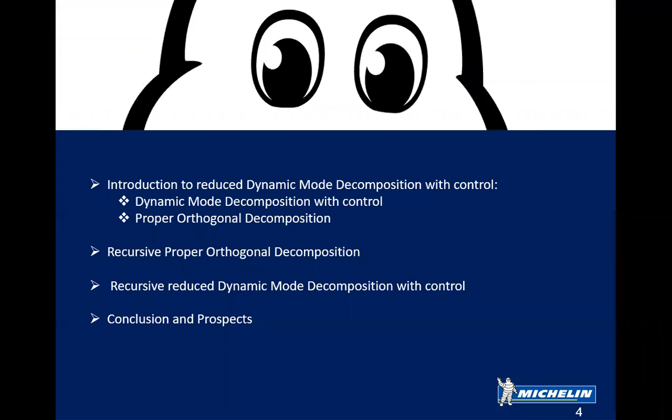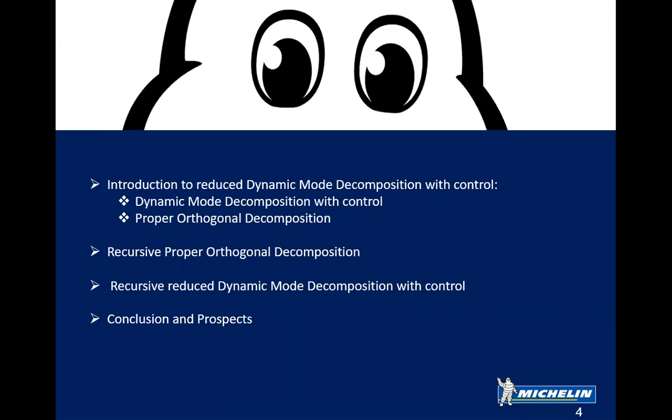So, an outline for today. I will start with the method classically used in the literature, which is trending now and mostly used in fluid dynamics: dynamic mode decomposition. I will start with an introduction of the reduced dynamic mode decomposition with control, which is composed of 2 parts. The first part is dynamic mode decomposition with control, and the second part is proper orthogonal decomposition for model reduction.